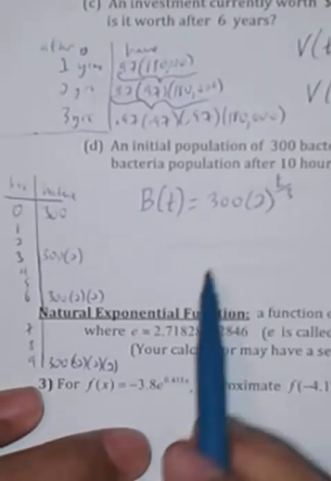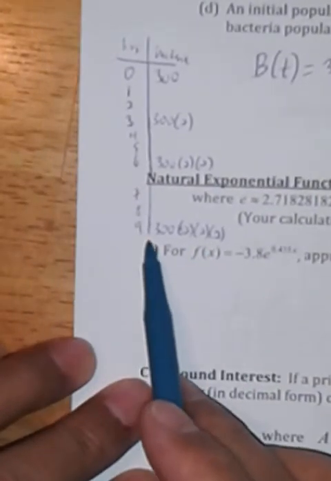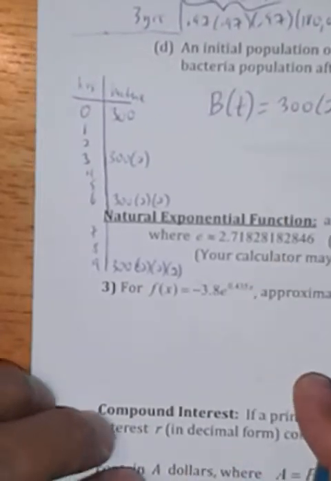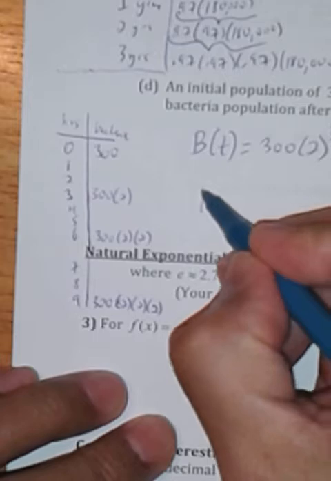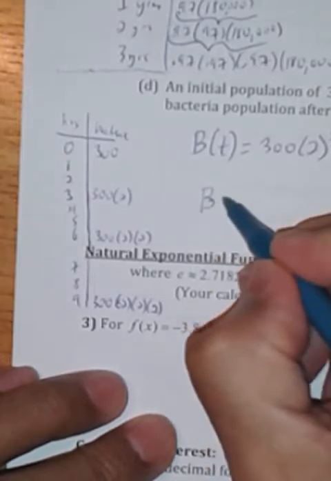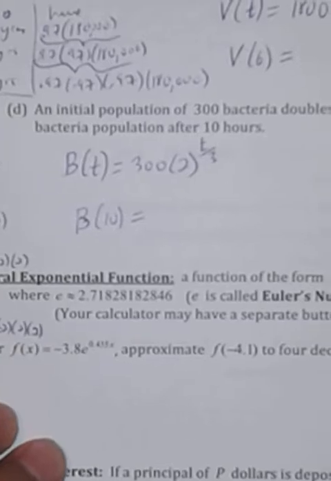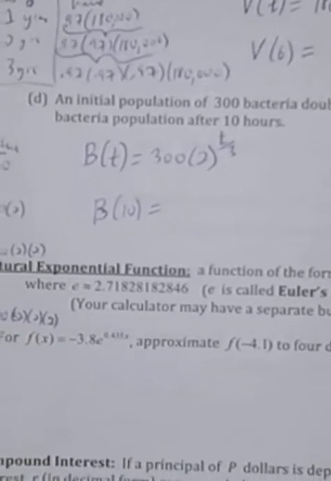So now we can find them in 10 hours. Notice 10 hours is the next hour after 9, and we wouldn't know how many there are. But our formula is going to let us find that. So that'll be your job to do that. So in class, we will find B of 10, which is the number of bacteria after 10 hours.